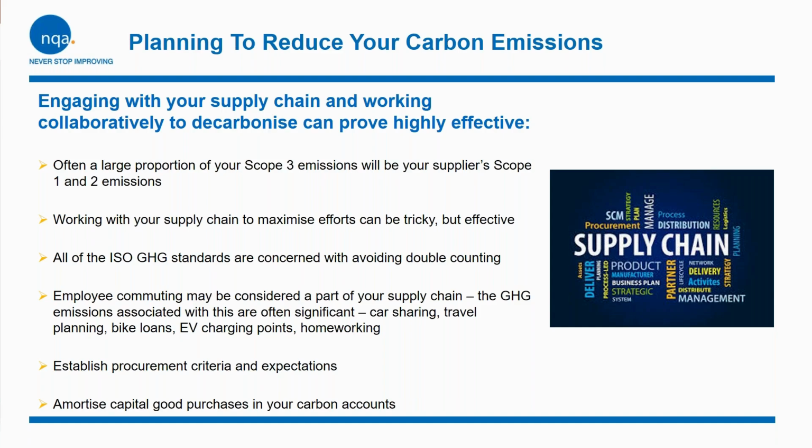So often a large proportion of your Scope 3 emissions will be your suppliers' Scope 1 and 2. So working with your supply chain to maximise these efforts can be tricky, but it can be very effective. You can understand why now PPN 06-21 is looking at supply chain, because if you have your suppliers on board and they are reducing their carbon footprint, obviously that's reducing yours as well. So all of the ISO greenhouse gas standards are concerned with avoiding double counting.